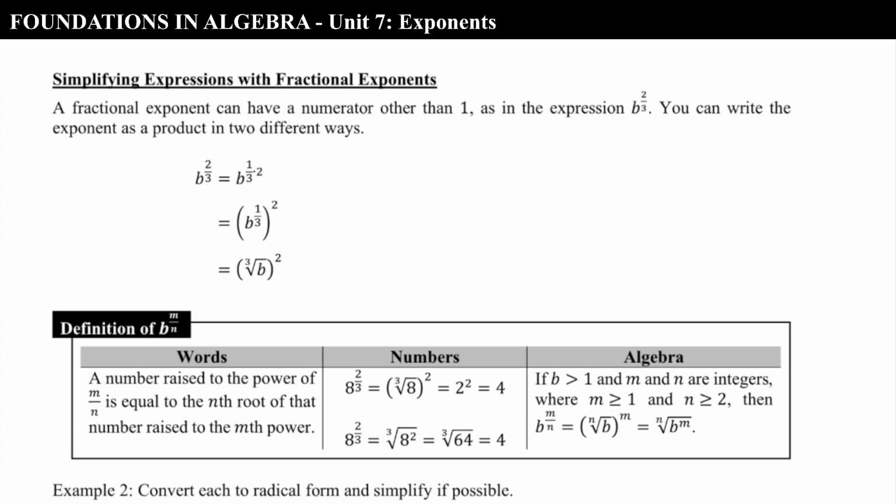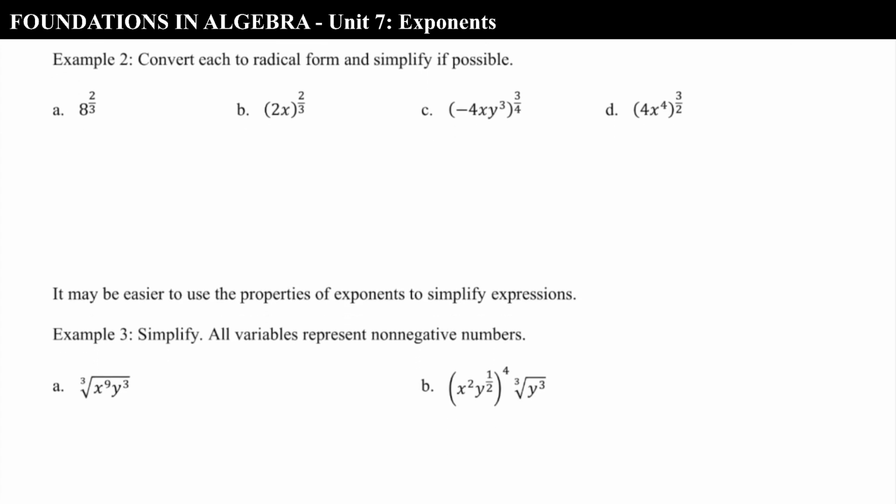Let's take a look at it another way. If we have b to the 2/3, we could split it up with the 2 out in front: 2 times 1/3, which would give us b squared to the 1/3, which would be the cube root of b squared. So you could do it either way. You could either put the numerator on the outside of the radical, or on the inside of the radical. And that's basically what the definition of b to the m over n tells us. So I'll let you read that for yourself in your notes.